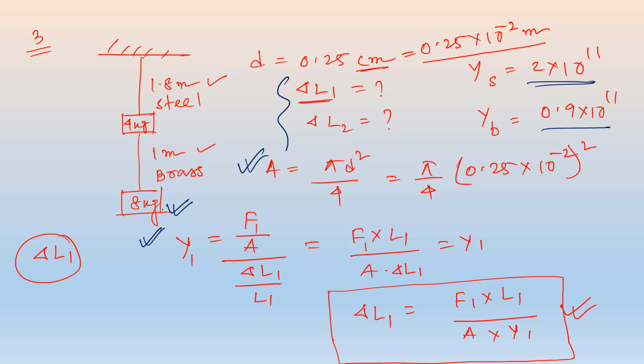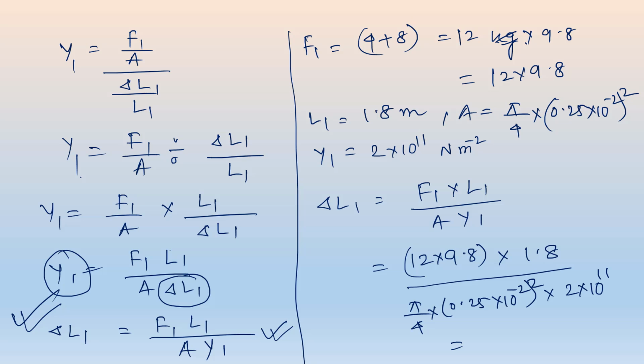Now if the weight will help out in this case, that means the value of F2 can be found out. The value of F2 equals 8 into 9.8. That's simple, that is in Newton. And the rest of the things you know. So I'm just moving on to finding out that delta L2. I hope the expression is written by everyone. Whether it is written? Yes, sir. Okay.